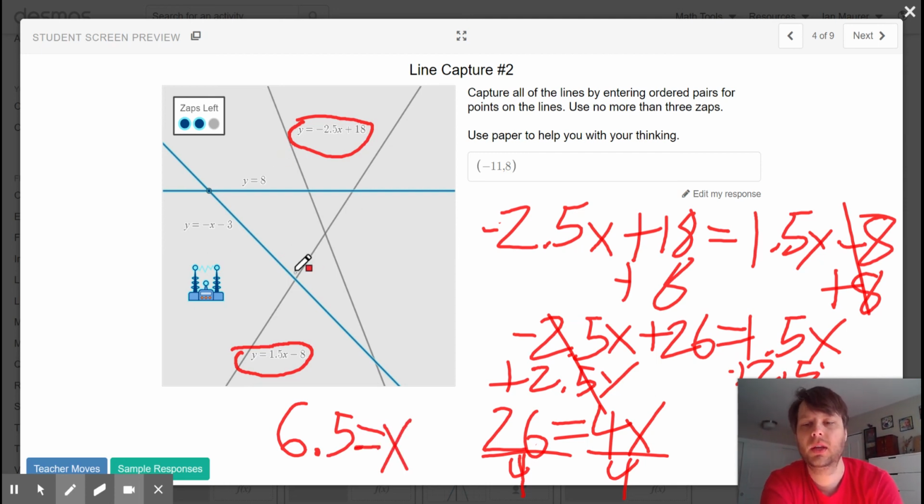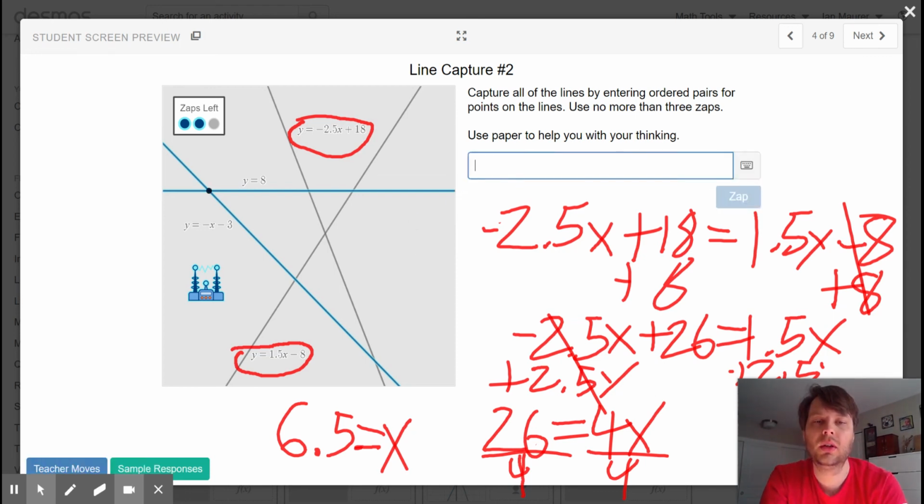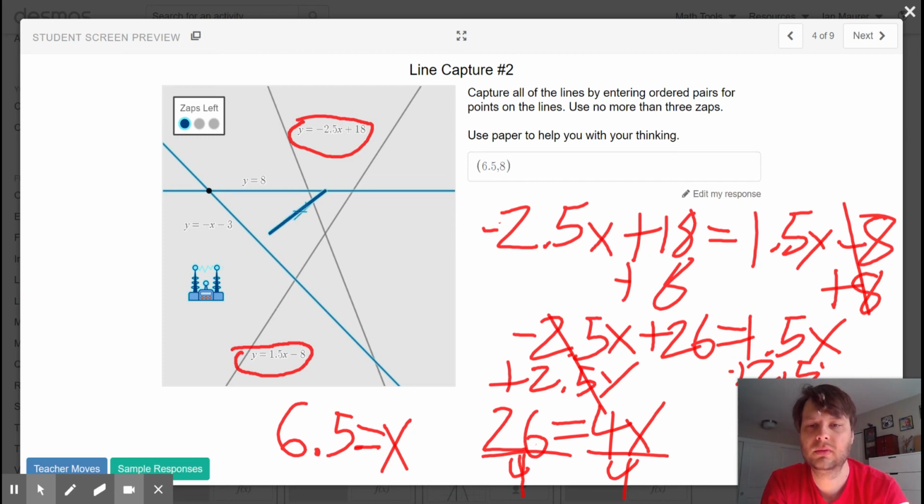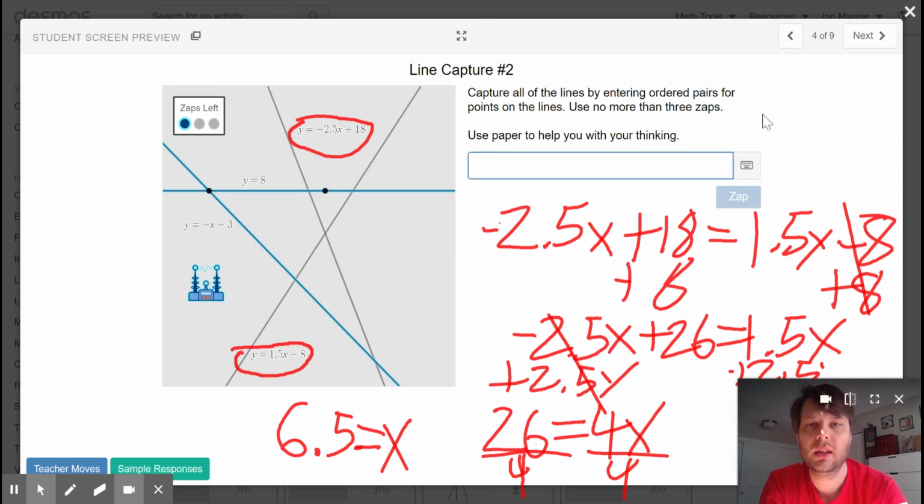Okay. So if I go back and try to use a zap, I know that my 6.5 is the x value, and you can use the strategy we talked about earlier to find the y value by plugging it back in. Okay, those are your hints for now. Please ask questions and please try to finish out the activity.